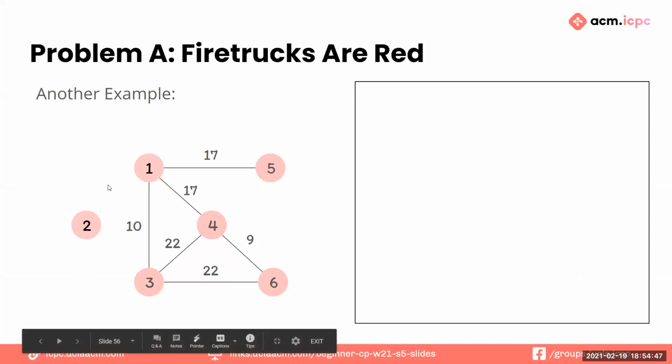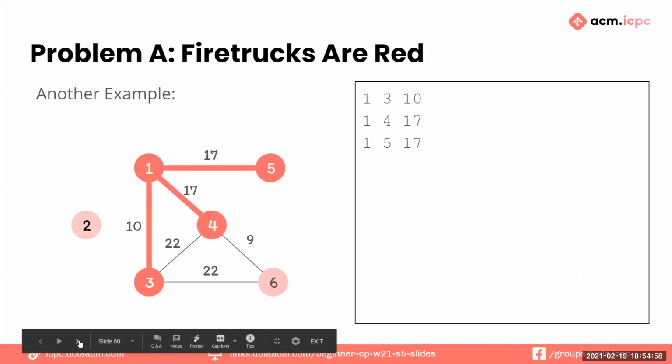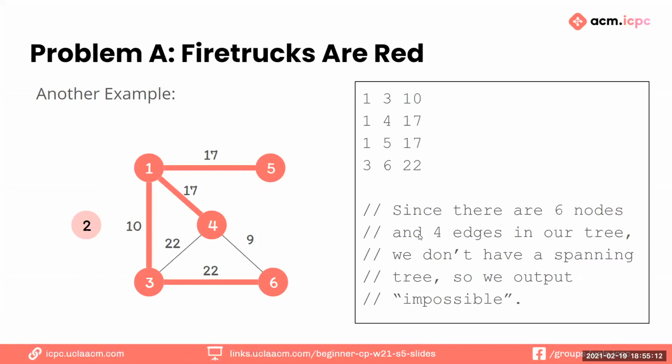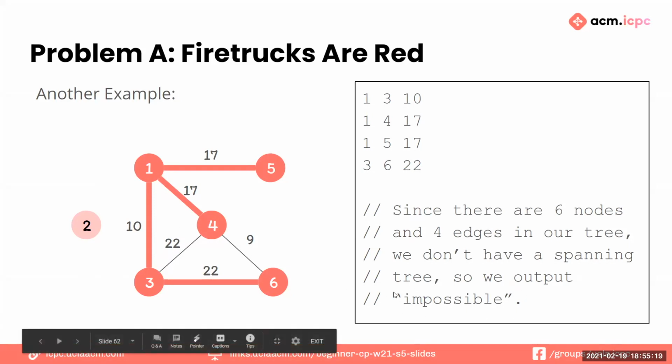If we had another example, but 2 wasn't related to 1, or 2 wasn't related to anything, so it's not a connected graph, we could run BFS on 1 and then get 1, 3, and then 1, 4, 17, 1, 5, 17, and then 3, 6, 22. And then our BFS run from 1 would be over. And then we can check the number of edges again. There are still 6 nodes, but instead there are only 4 edges in our tree, meaning we don't have a spanning tree since the graph isn't connected. So instead we just output impossible.